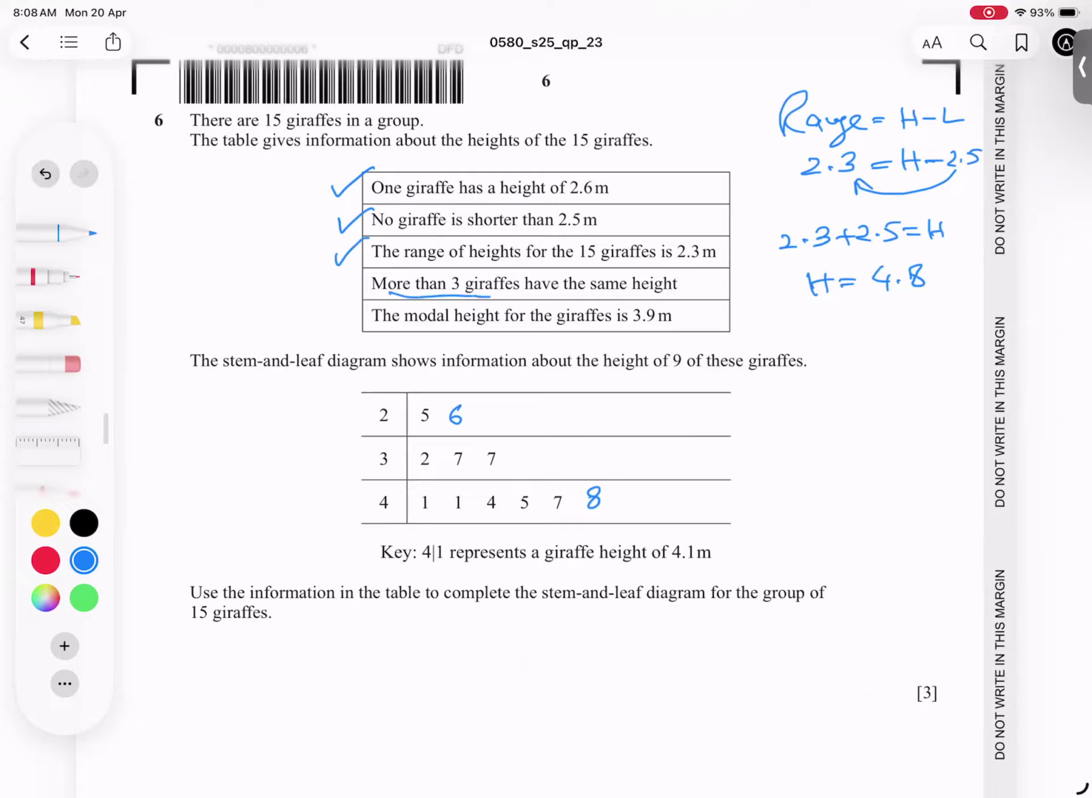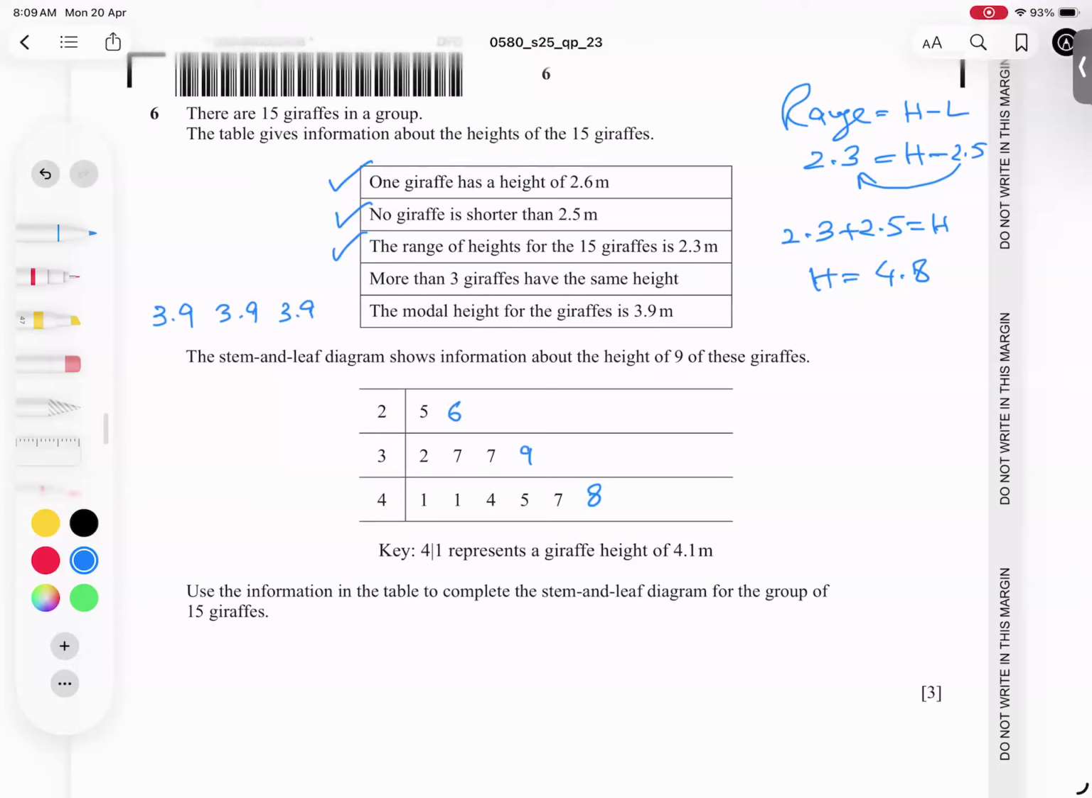More than 3 giraffes have the same height. We don't have a 3, but the mode, the same height, is 3.9. It is coming because two already present, so it should come a minimum of 3 times. He said that 3 giraffes have the same height, so I think we can easily write 3.9.